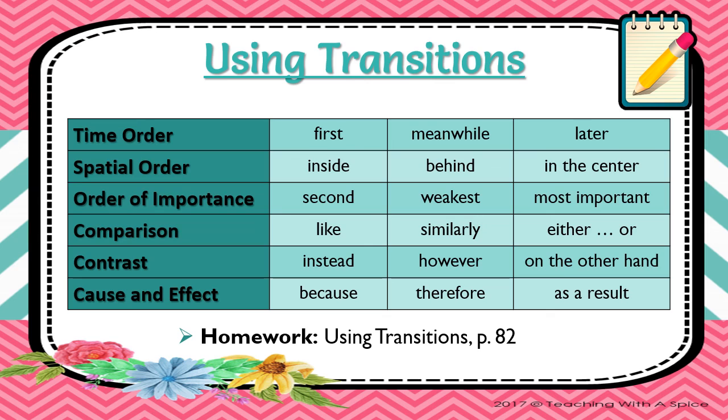So you need now to complete page 82 using transitions. The directions say, read the composition below and answer the questions that follow. We're not going to do it together like we've been doing your other stuff because these are pretty straightforward questions, okay? So you're looking for the transitions, you're analyzing the paragraph for the transitions. So you need to read your paragraph very carefully and then answer those questions. And of course, you can always let me know if you're struggling, if you need a little help.